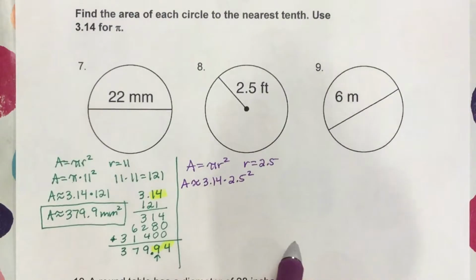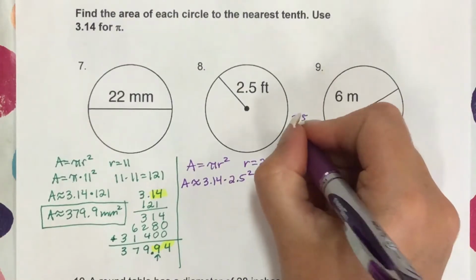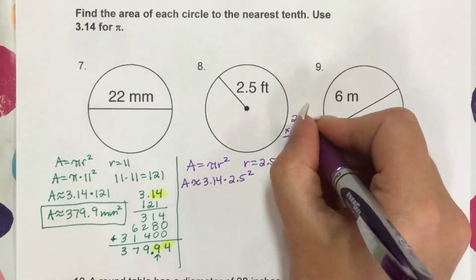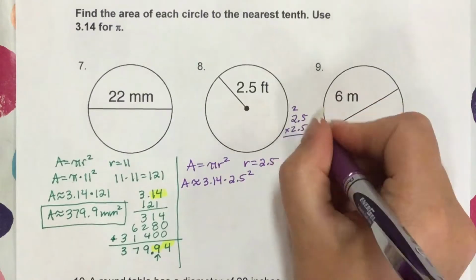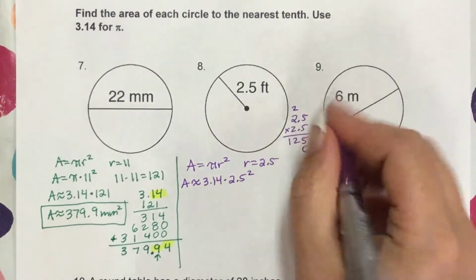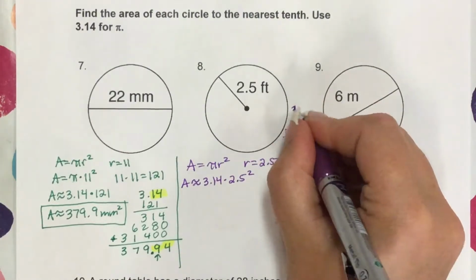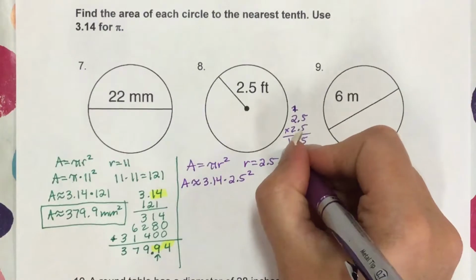I'm not sure what 2.5 times 2.5 is off the top of my head, so I need to go ahead and figure that out. 2.5 times 2.5. 5 times 5 is 25. Write the 5, carry the 2. 5 times 2 is 10, plus 2 is 12. Write the 0. 2 times 5 is 10. Write the 0, carry the 1. 2 times 2 is 4, plus 1 is 5.